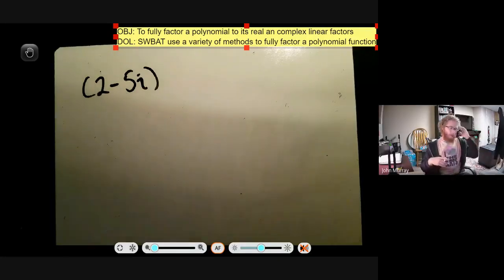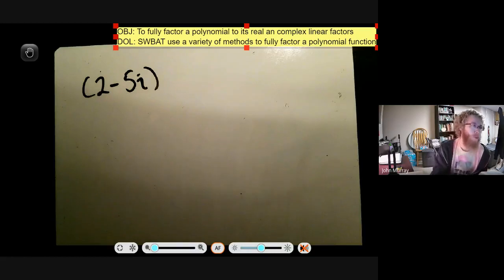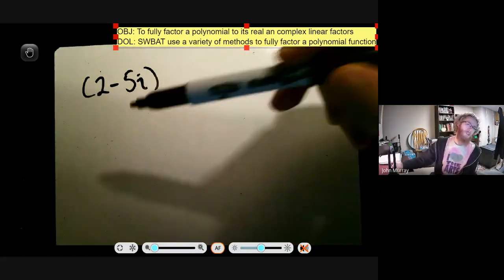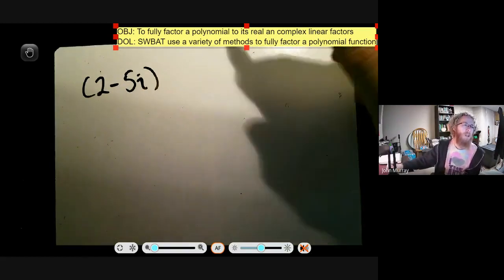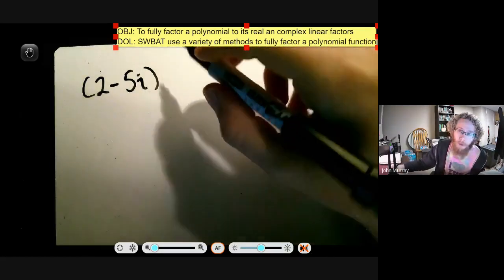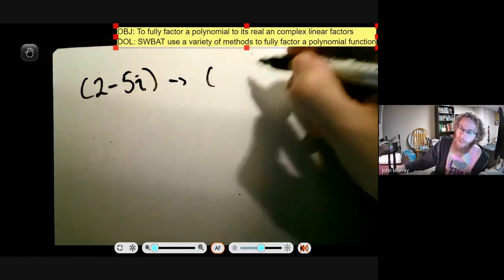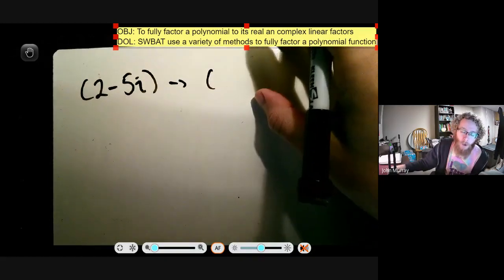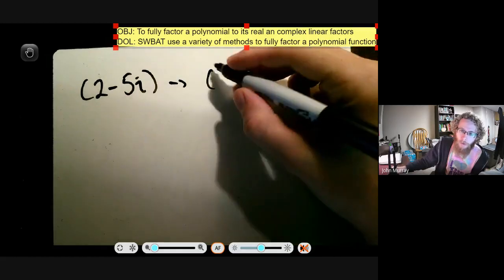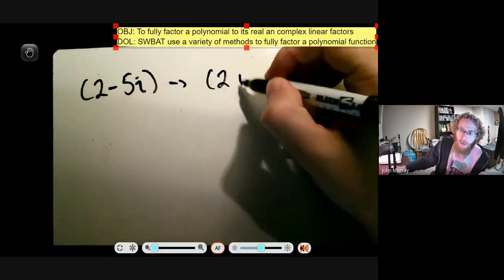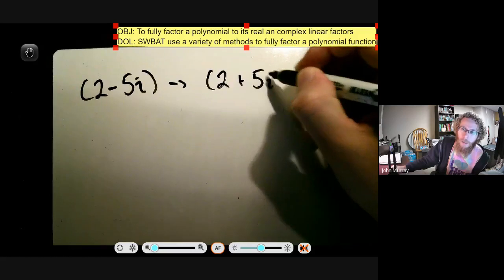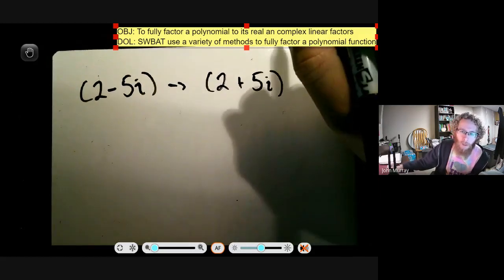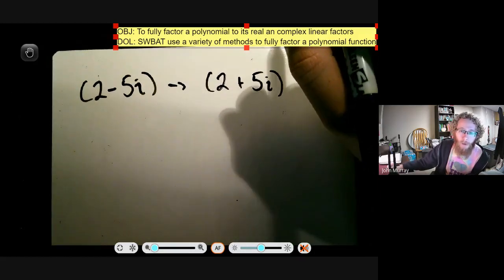All right, so for homework, you had 2 steps. The first was pretty simple. If one solution to a quadratic function is 2 minus 5i, what would the other complex solution be? So that we just know, we use the fact that complex conjugates are always solutions. So if 2 minus 5i is one solution, then 2 plus 5i would be your other solution.